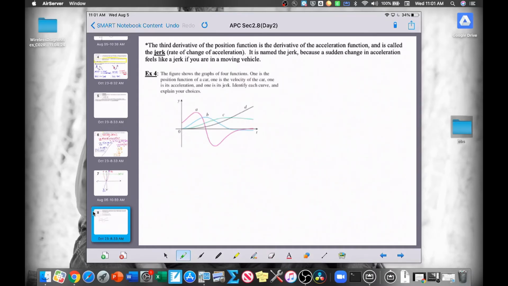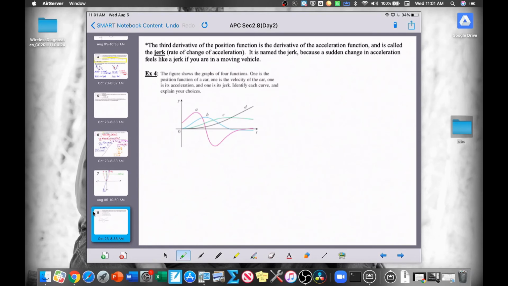All right, so our job here is to take this picture. We have 4 different functions, and you may want to color code these on your paper just so that it's easier for you to identify them. And it tells us that one is the position, so the original function f of x. One is its velocity, the first derivative. One is the acceleration, which is the second derivative. And then the fourth picture is the jerk function, which is the third derivative. So based on what we know about the characteristics of graphs of functions and their derivatives, we're supposed to identify each curve and explain our choice.